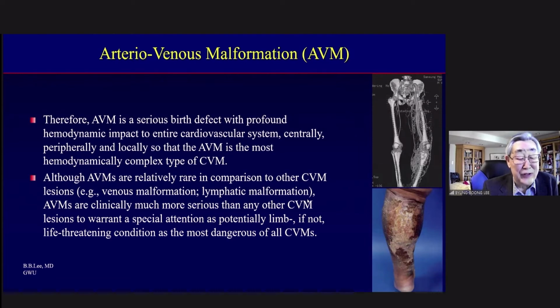Therefore, AVM is a serious birth defect with profound hemodynamic impact on the entire cardiovascular system, centrally, peripherally, and locally. So AVM is the most hemodynamically complex type of CVM. Although AVM is relatively rare in comparison to other malformations, AVMs are clinically much more serious than any other lesion to warrant special attention as a potentially limb-eating, life-threatening condition.